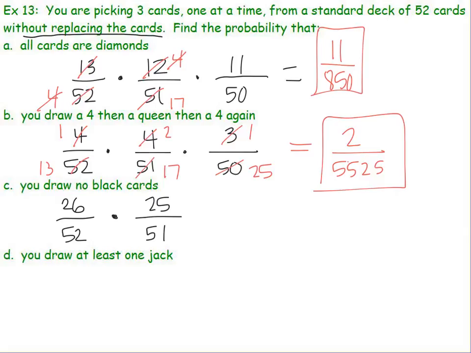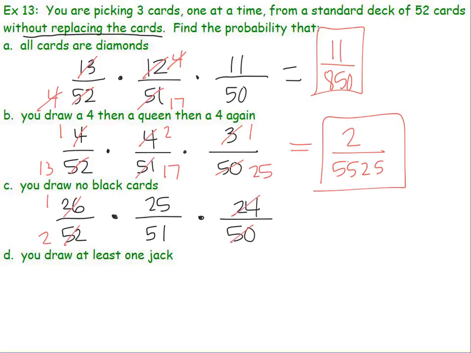We draw a card. It's not black. We set it off to the side. So now there's 2 cards that are not black sitting off to the side. We need a third card that's not black. How many cards are not black still? 24, because we've taken out 2 of them. And there are now 50 cards in the deck because we've taken out 2 of them. Let's do some reducing. This first fraction, 26 goes into 52. So 26 divided by 26 is 1. 52 divided by 26 is 2. 25 and 51 cannot be reduced.